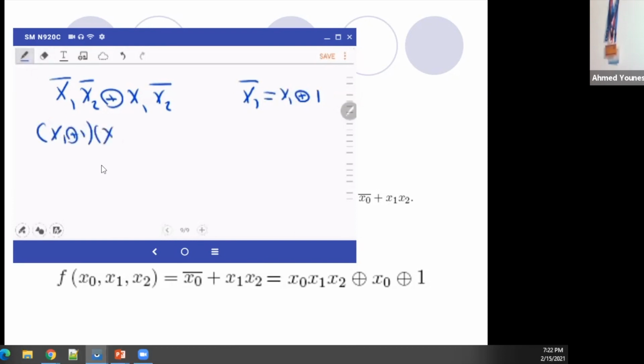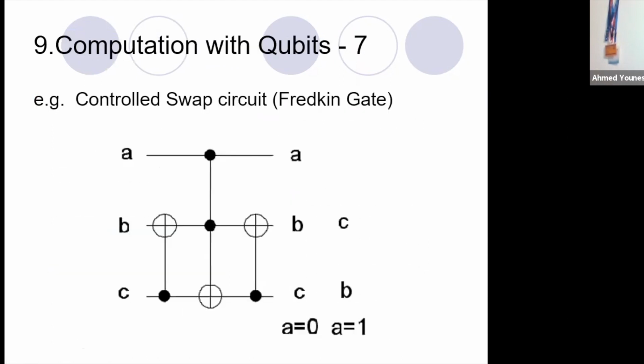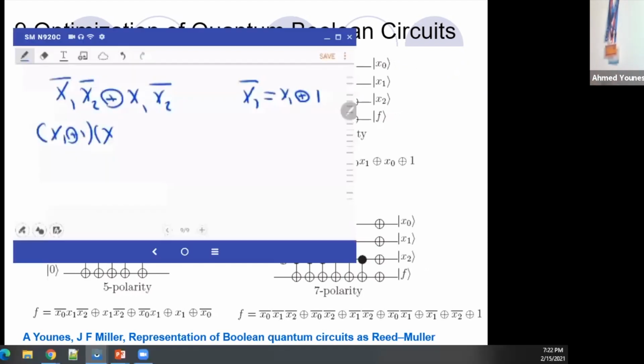Actually, this is my first PhD paper, so it is my favorite. It is my first published paper, in 2004. We showed a very close connection between these Boolean quantum circuits and Reed-Muller logic, and it was very interesting. I was very excited to publish this paper. It's my first paper. Maybe I don't remember many papers after that, but this one I cannot forget.